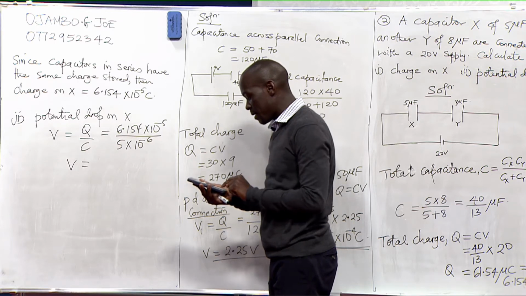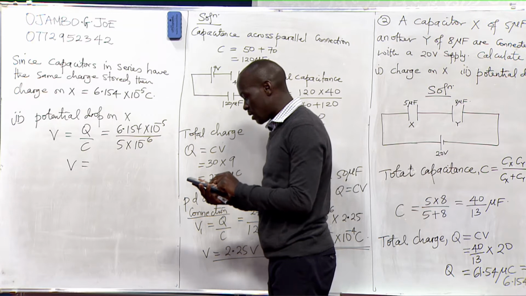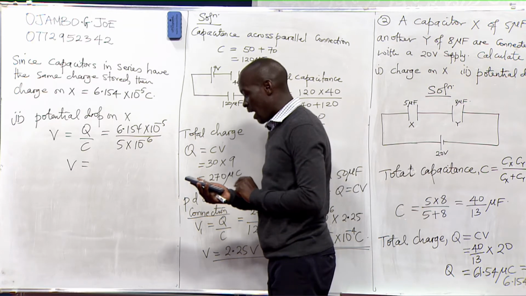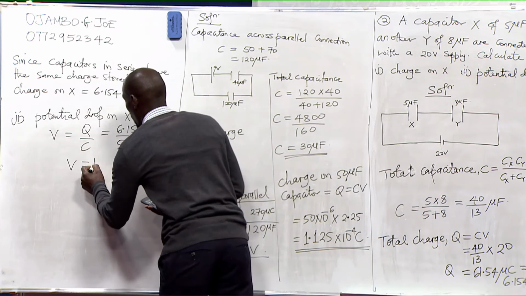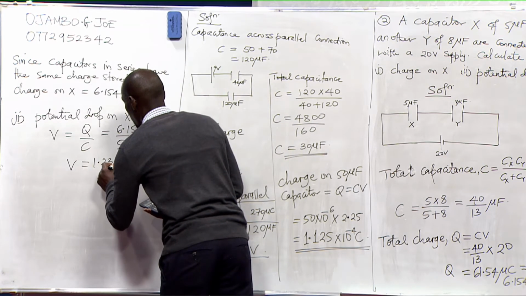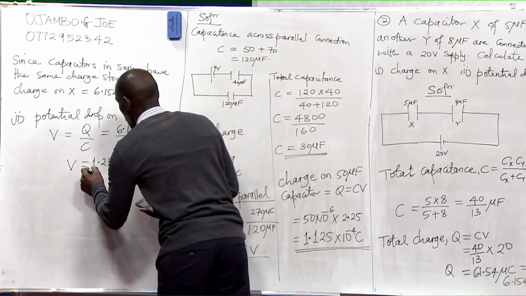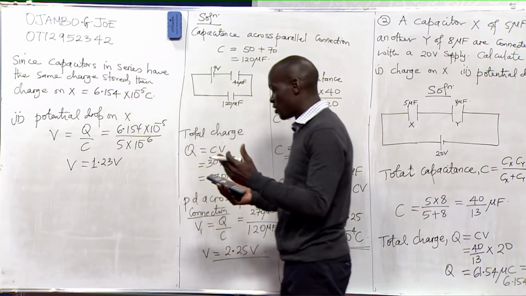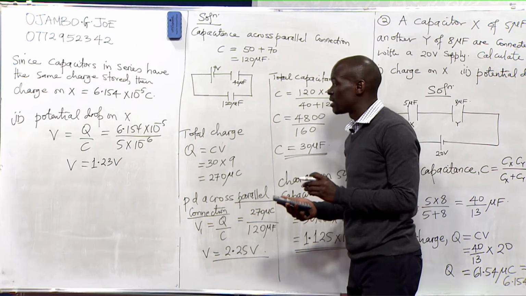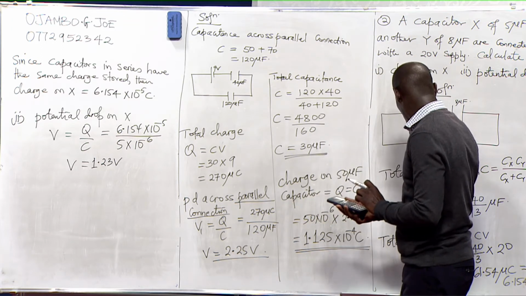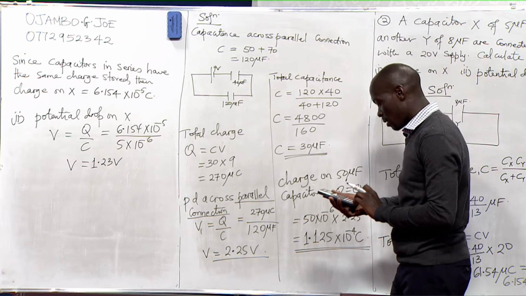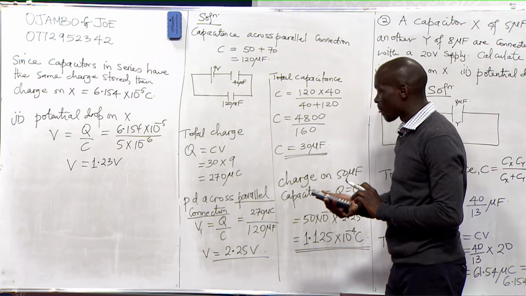Then divide by 1 exponent negative 6. I have got a PD of 1.23 volts. Of course, it continues, it is 1.2308, but I can simply give it as 1.23. So that is our answer.